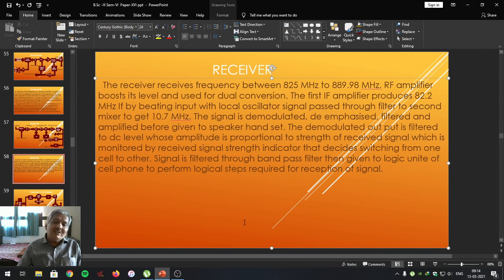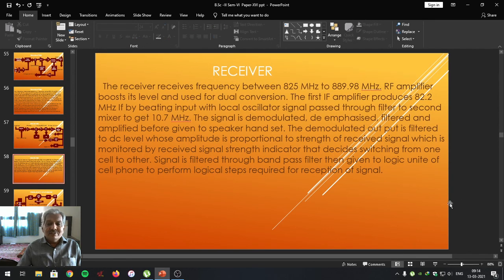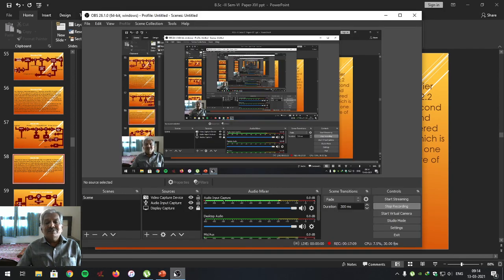Dear students, that's all about the receiver as one of the important blocks, which is used to receive the signal, to demodulate it, to generate the acoustic sound signal, to produce the signal strength indicator, and also the signal for the logic unit. Rest we'll see in the next period.